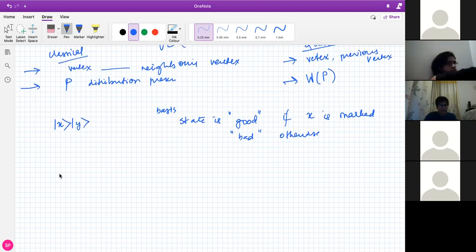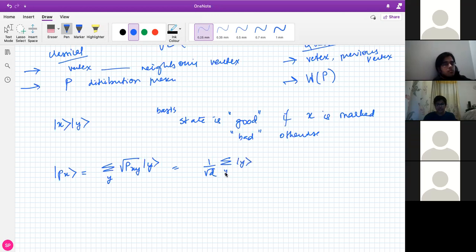Now I'm going to define something else: I will define P of X as the uniform distribution over the neighbors of X. In our case, because we were looking at a d-regular graph, it's going to be the sum of 1 by root d times y, where y is a neighbor of x, or I can just write xy is an edge.